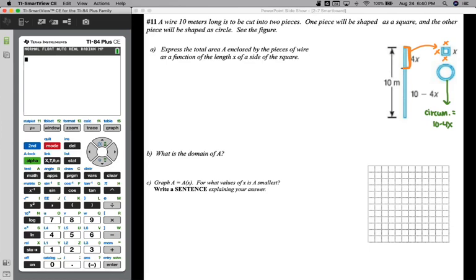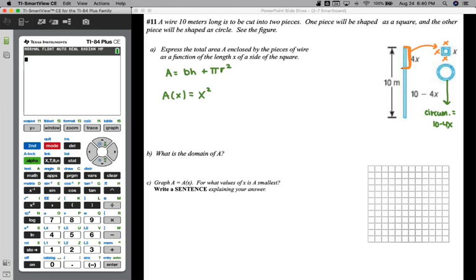So we want to express the total area enclosed by these pieces of wire in terms of x, but let's just think about the area in terms of what we know from geometry first. We've got the area of a square, which is just base times height, and then we add to that the area of a circle, which is pi r squared. So that's it in terms of geometry. Now let's start thinking about it in terms that we've already got. I know the area of the square is just x squared, since both side lengths are x. But we have to find a way to get r in terms of x. That's going to be the tricky part here.